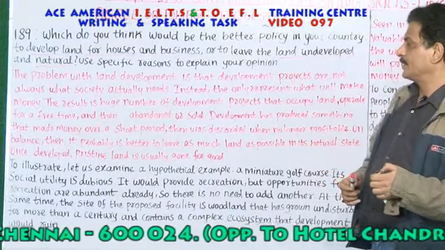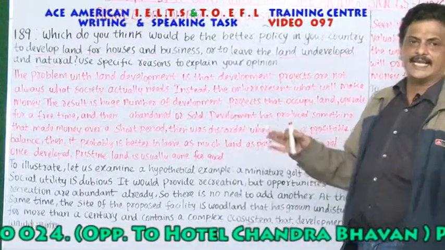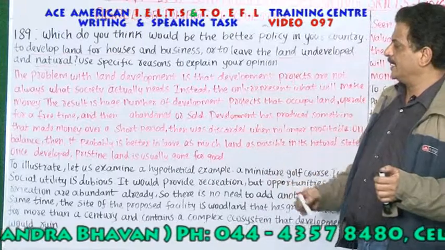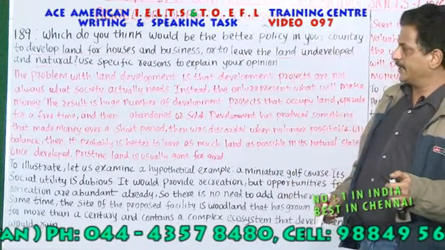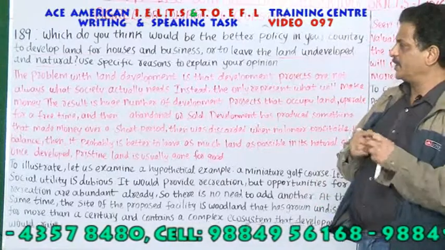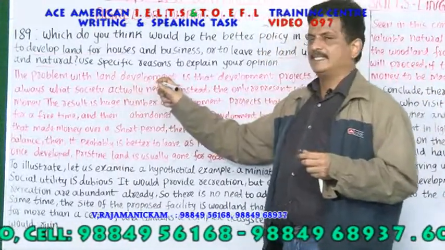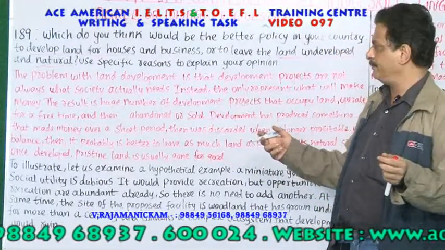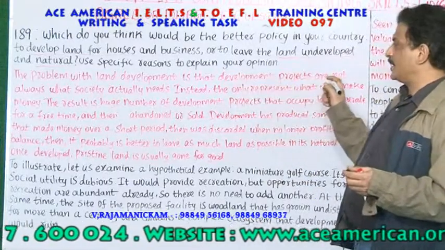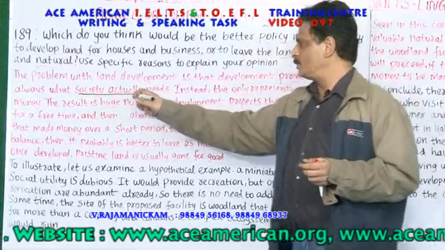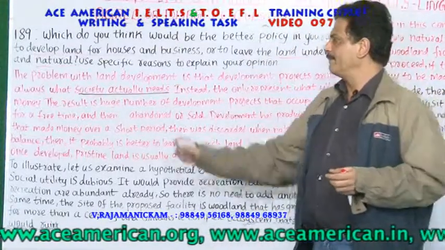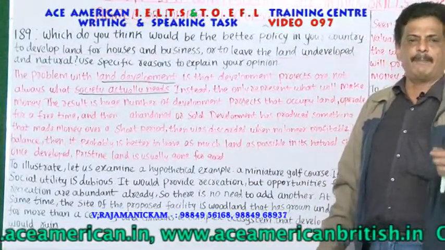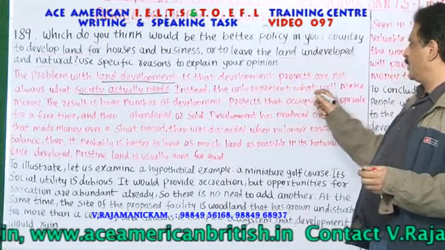So what does the writer say here? The writer says to leave the land as it is rather than developing it. He states an introduction of nearly 6 to 7 lines. See here what he says in the introduction. The problem with land development, he says, when you make use of the land for building houses and factory purposes, is that development projects are not always what society actually needs. So the writer says land development is not what the society actually needs. Society means the people. Instead, they only represent what will make money.